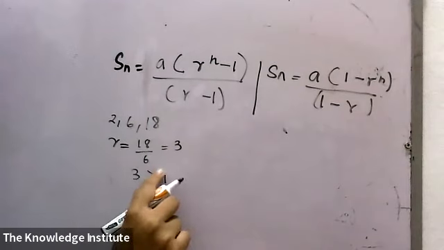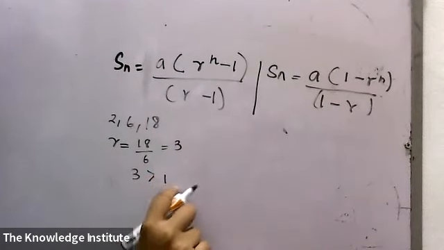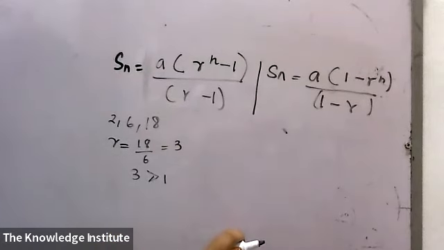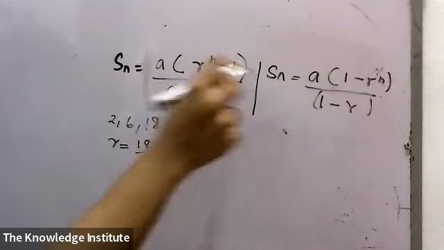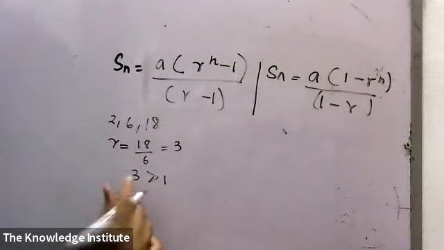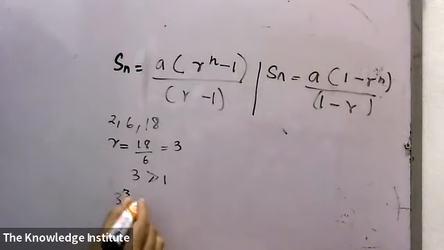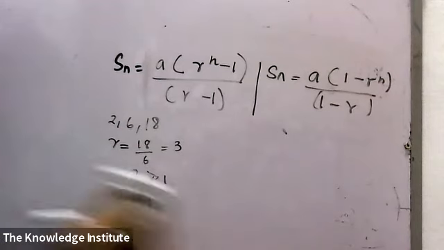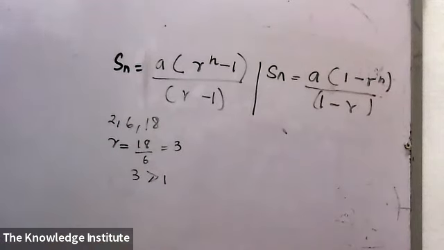Whenever you have a common ratio which is greater than 1, you have to use this equation. Let's say you have only 3 terms now. 3 to the power 3 minus 1, 27 minus 1. Then I'm going to tell you another instance. Second equation.